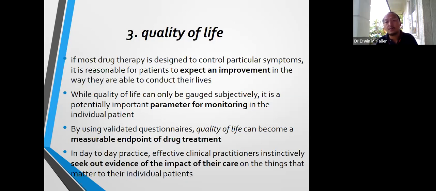And we'll be able to monitor this important patient so that we can assess the quality of life that they have, and measure the endpoint in terms of their drug treatment. And sometimes the medications they have may improve their quality of life, but how about the adverse reactions or side effects associated with this particular drug? So it is very important to have this evidence, the impact in terms of the care on the things that matter to that particular individual patient.